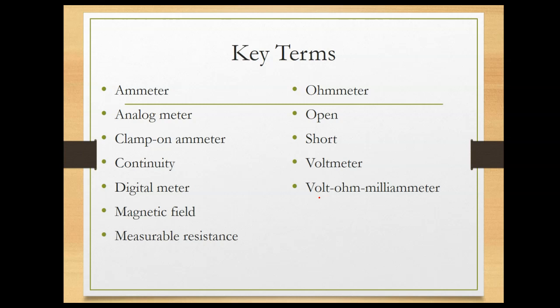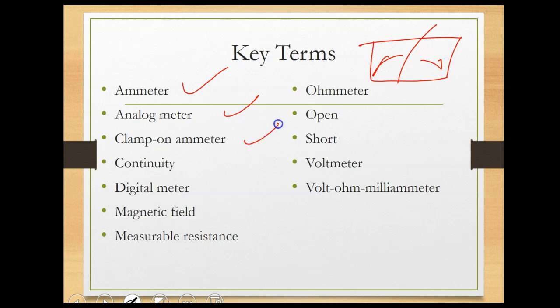So we have an ammeter, which measures amperage. Analog meter, something of the past, has a needle that goes back and forth. There's the window here, and we have a needle that goes back and forth. Clamp-on meter, that's something we used in the first few weeks. Continuity is a very important term. It basically checks to see if the circuit is complete.